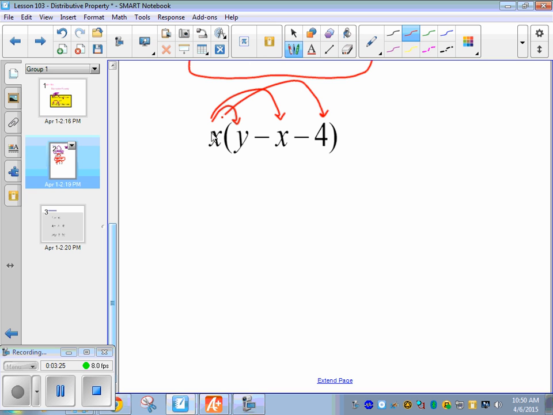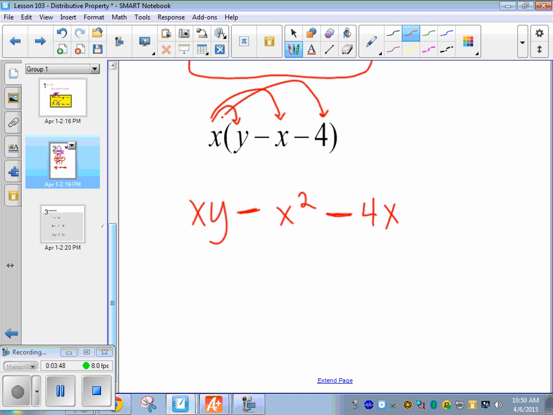So first we have x times y. What's x times y? Yeah, just xy. Then I've got a minus sign. So we keep the minus sign. And then Coleman, what's x times x? Very good. And then we've got a minus sign, so we keep the minus sign. And Peyton, what's x times 4? Good. I put the number in front.